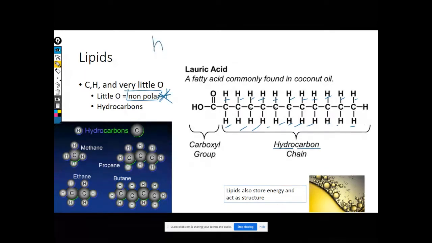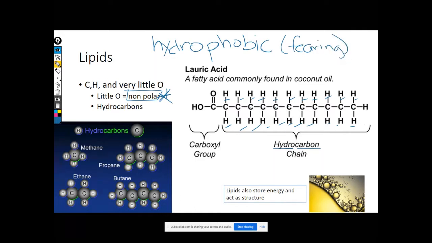We are called hydro for the water, but phobic, as in fearing. We're water fearing. Okay, this works. We can picture this. That's fine. Okay, olive oil versus sugar cubes. I can get on this team.